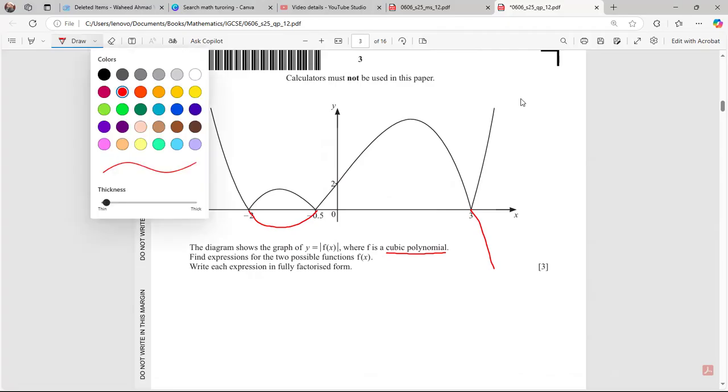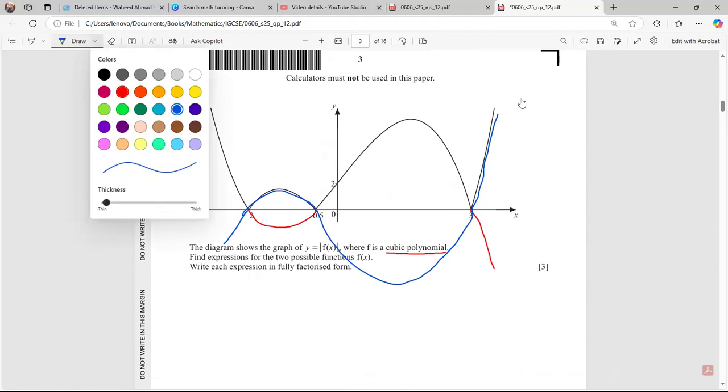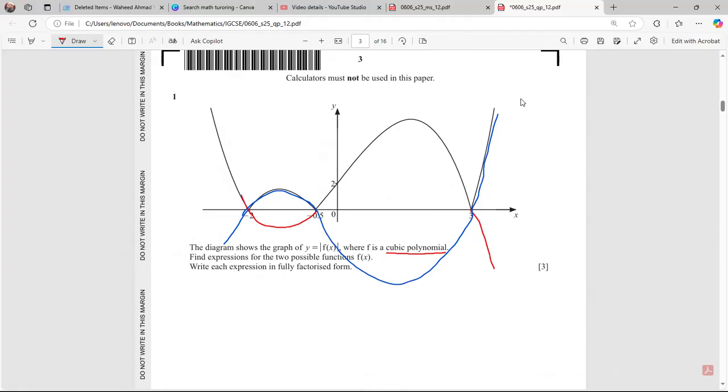Or the other possibility is that it is something like this graph, and this is the negative side of it. So you can see that these are the two possibilities. One is this, and the other one, if I show you again here, it is something like this. So these are the two possibilities of this graph for a polynomial function.